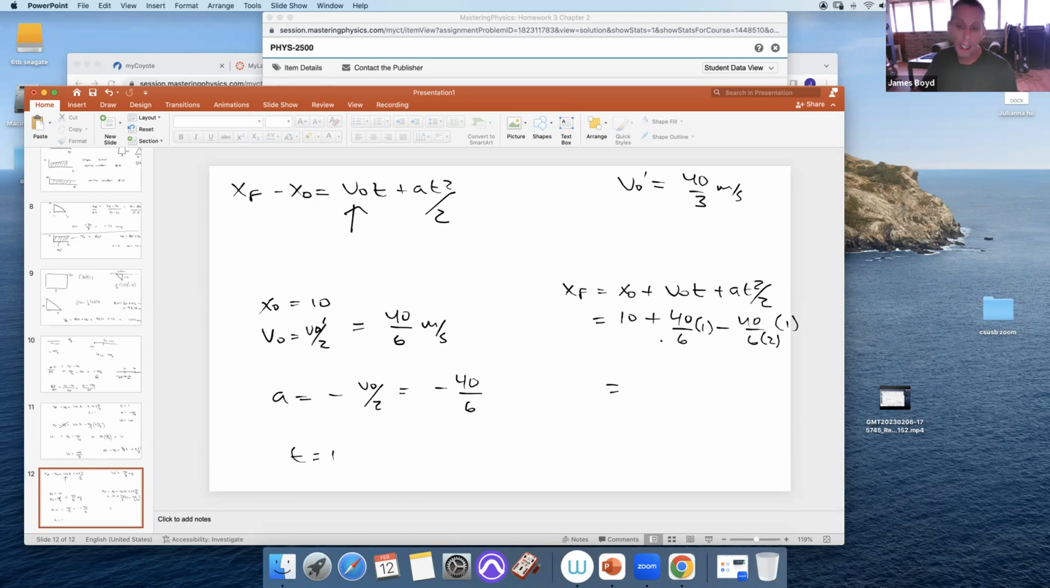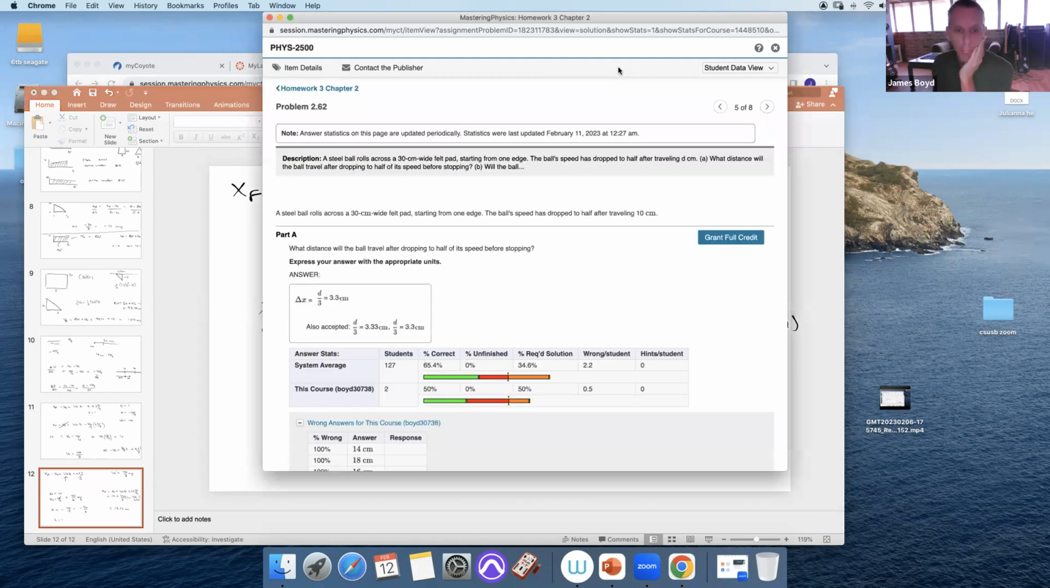I get 10 plus 40 divided by 6 minus 40 divided by 12. And I get 13.33 meters. Okay. I know it's weird. It would seem like in your head that what you can do is think, okay, well, it went a third of the total distance and lost half of its speed. So it should go a third of the total distance again and lose half of its speed. However, it's not that simple to actually prove it.